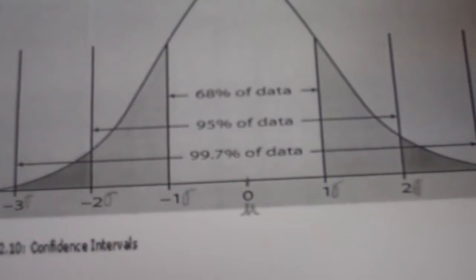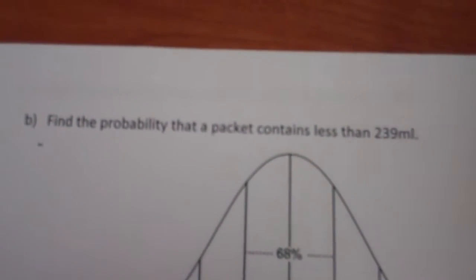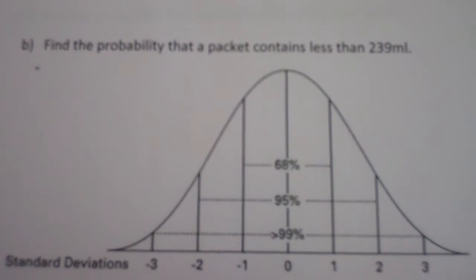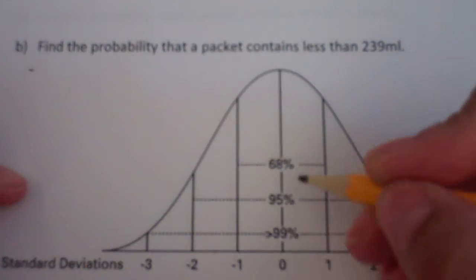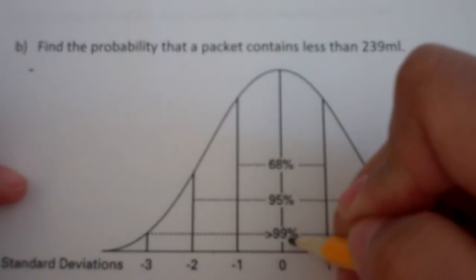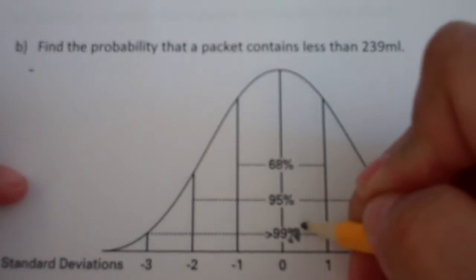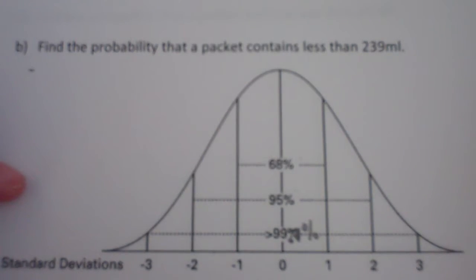Why is this important? And we are going to be coming back to this diagram. This is important because we're going to have to answer other questions. And the first other question that we're going to have to answer is finding a probability. And we're going to be finding the probability that a packet contains less than 239 milliliters. Now notice this is 68, 95, 99. I'm going to put in a little 0.7 here because that's what I do want you to use, is that 99.7. And this is what I explained with 1, 2, and 3 standard deviations.